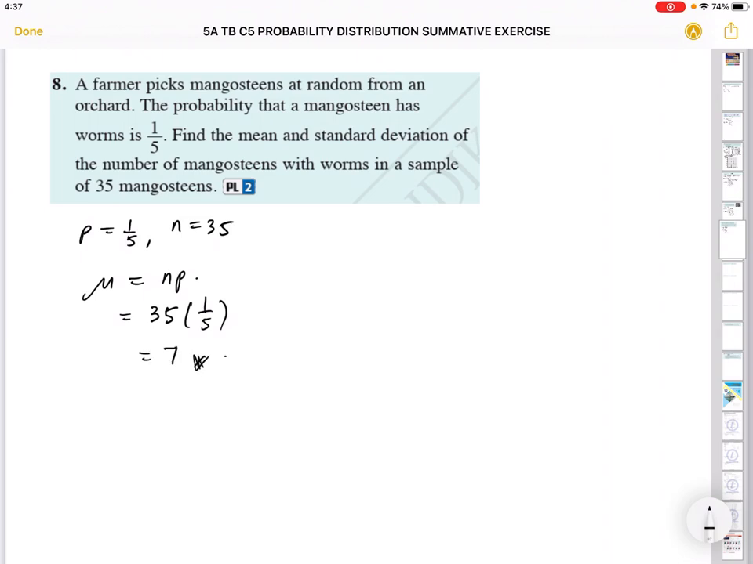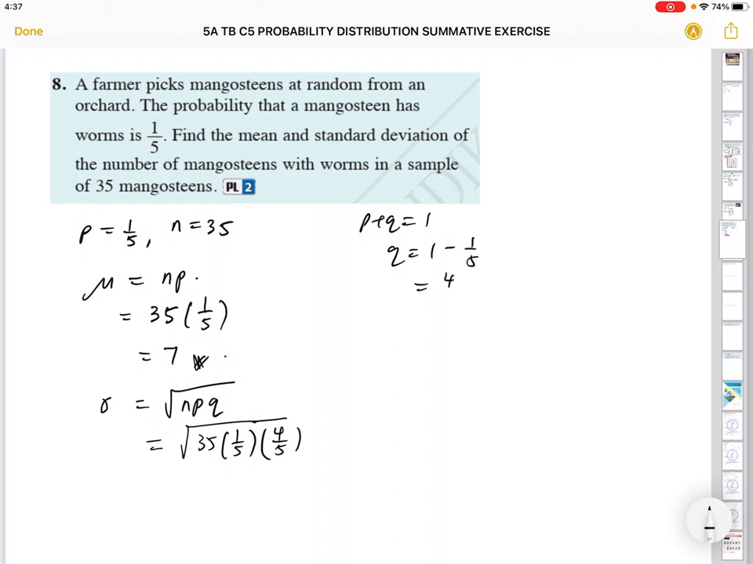But for standard deviation is given by square root npq, right? My n is 35, p is 1 over 5, q will be 4 over 5. Remember, p plus q is 1. So you want to find q. 1 minus 1 over 5 is 4 over 5. You can use your calculator. This is 5.6, and when you take the square root of 5.6, you get 2.366. Alright, that's number 8. Moving on, number 9.